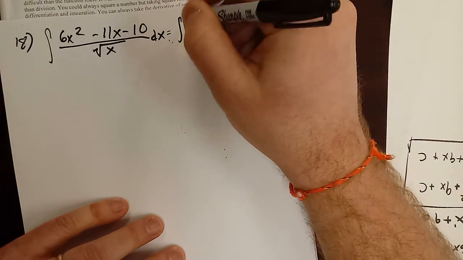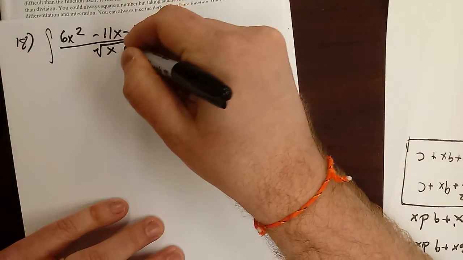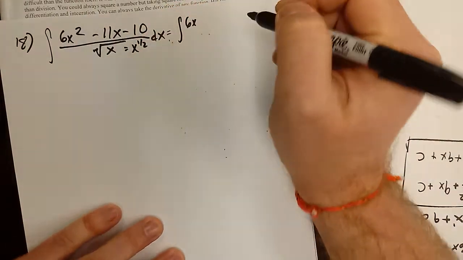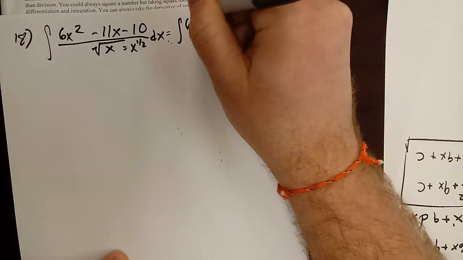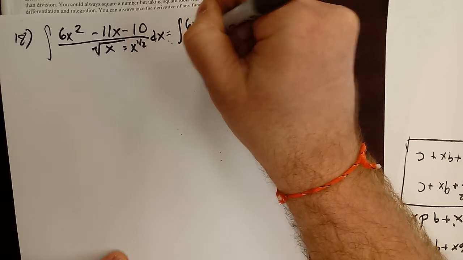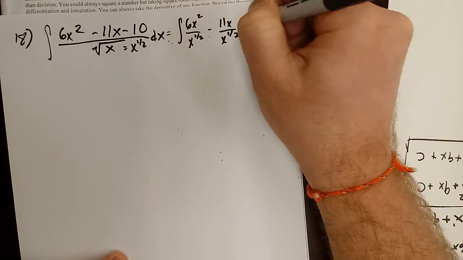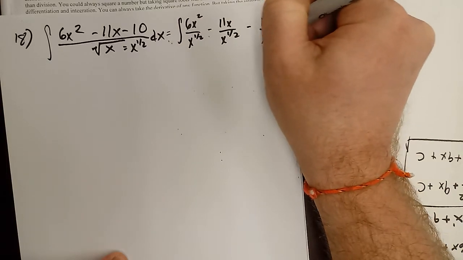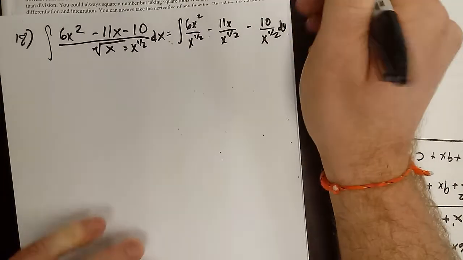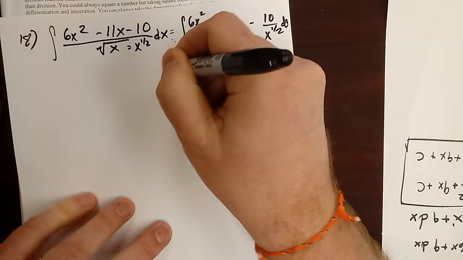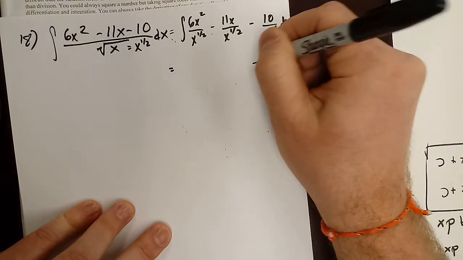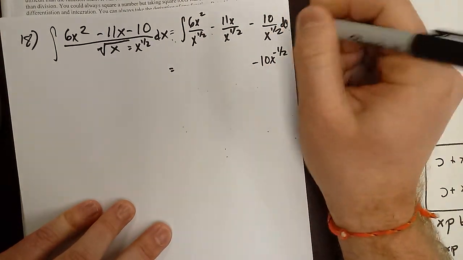So let's see. There's kind of 2 things happening at once here. This square root of x is the same as x to the 1/2, right? So I can say 6x squared over x to the 1/2 minus 11x over x to the 1/2 minus 10 over x to the 1/2 dx. So the far right one's the easy one. It's just minus 10x to the negative 1/2.